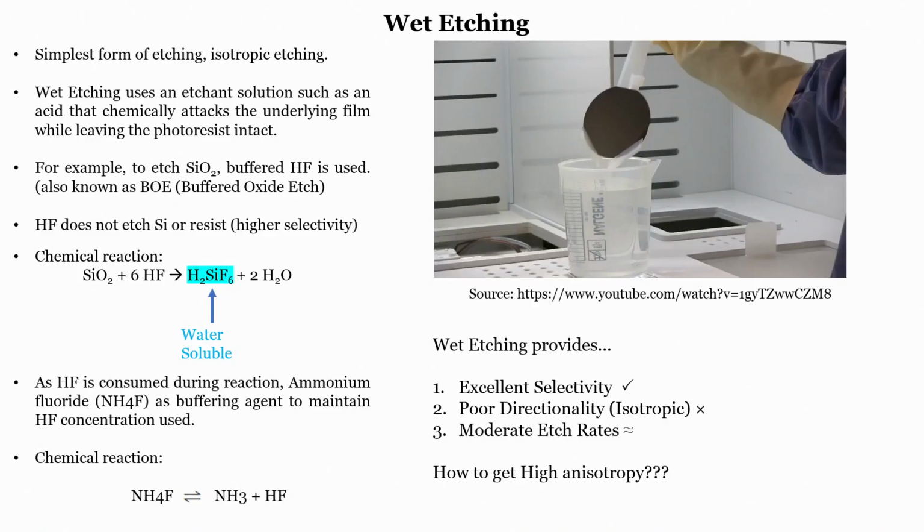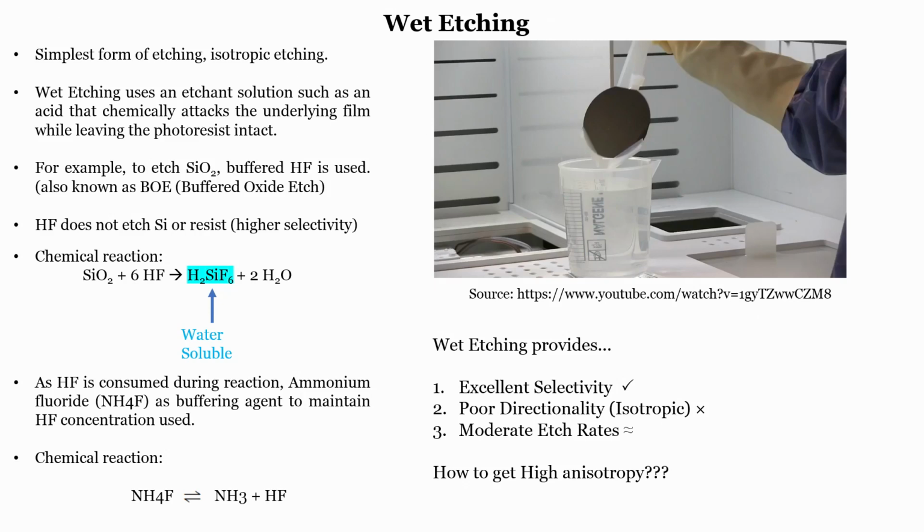If you see the wet etching in this slide, it is the simplest form of etching, and we get isotropic etching. Wet etching uses an etchant solution such as acid that chemically attacks the underlying film while leaving the photoresist intact. We have seen in the earlier slide, where I was showing you how we can fabricate a piezoresistive sensor.